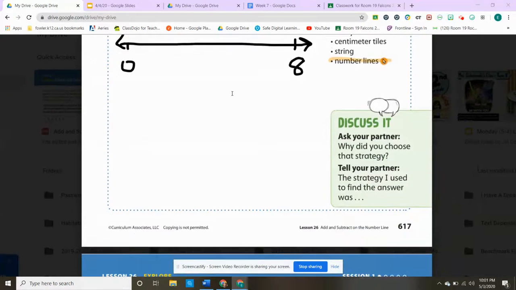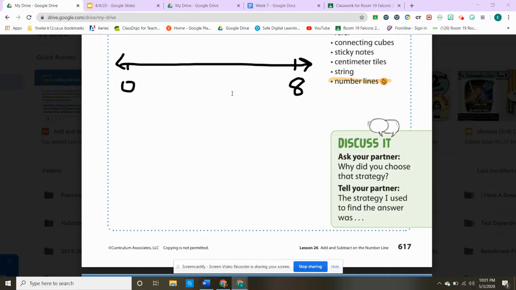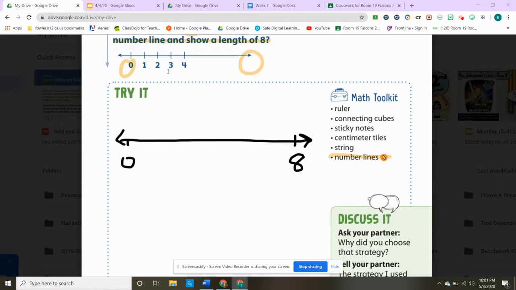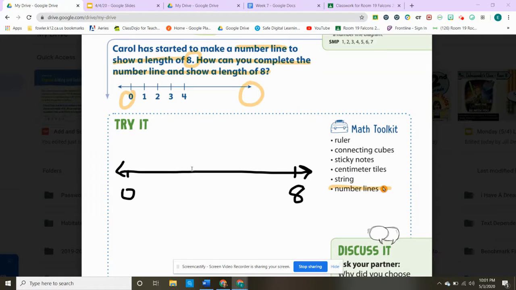When you are ready, I want you to think about how you showed a length of 8 on this number line. If we notice, my friend Carol only had 4. But we needed to get to 8. So how many inches did you have to add to get to 8? Well, we did 0, 1, 2, 3, 4, and that's half of the number line. Wait, the double facts. 4 plus 4 is 8. So did you add 4 more inches to get to 8? Okay, that could have been a strategy that you could have used. But remember, we're focusing on number lines.